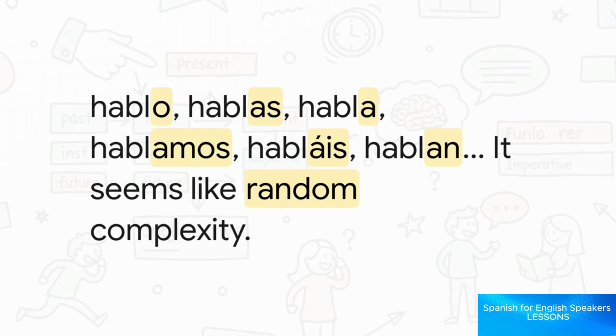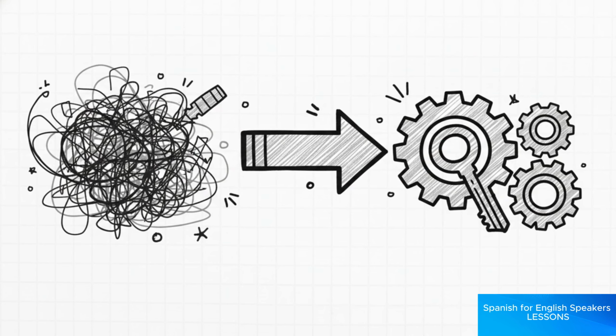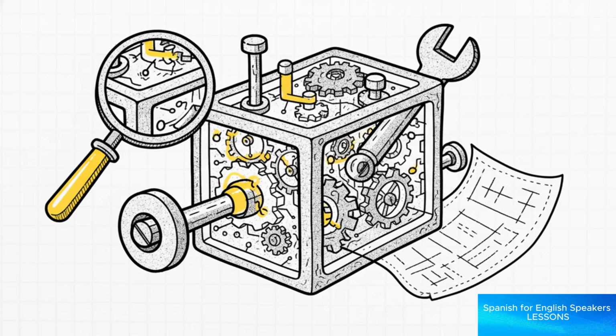But here's the secret. It's not random. Not at all. And that is the big mental shift we need to make. Instead of seeing it as just unnecessary, complicated chaos, think of it as a super efficient code. Every single one of those endings is a key that unlocks a ton of information instantly. So stick with me, because that's exactly what we're about to do. We're going to decode why this system even exists, how it works, and most importantly, how you can use that knowledge to learn Spanish way faster.